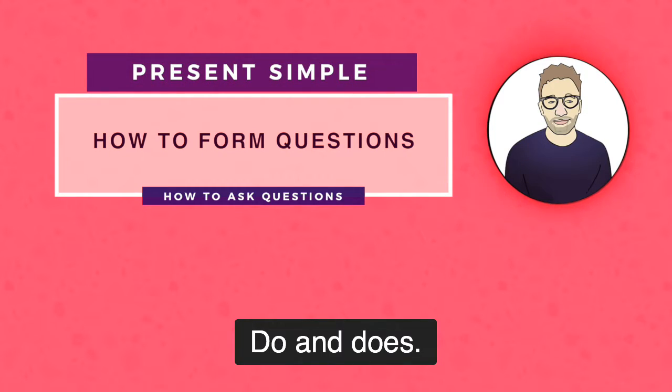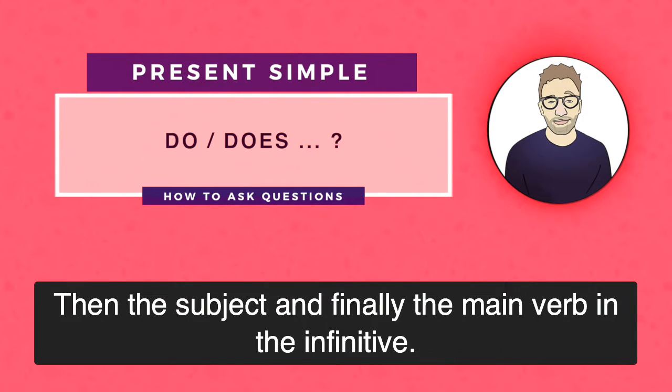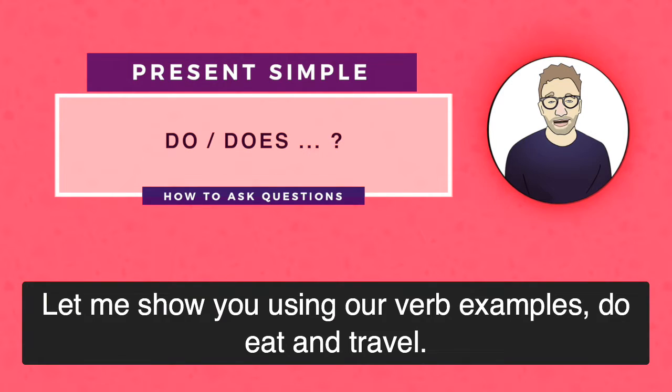Do and does. We put do or does now at the beginning of our question sentence, then the subject, and finally the main verb in the infinitive. So we do not conjugate or change our main verb. It stays in the base form. Let me show you using our verb examples: do, eat, and travel.